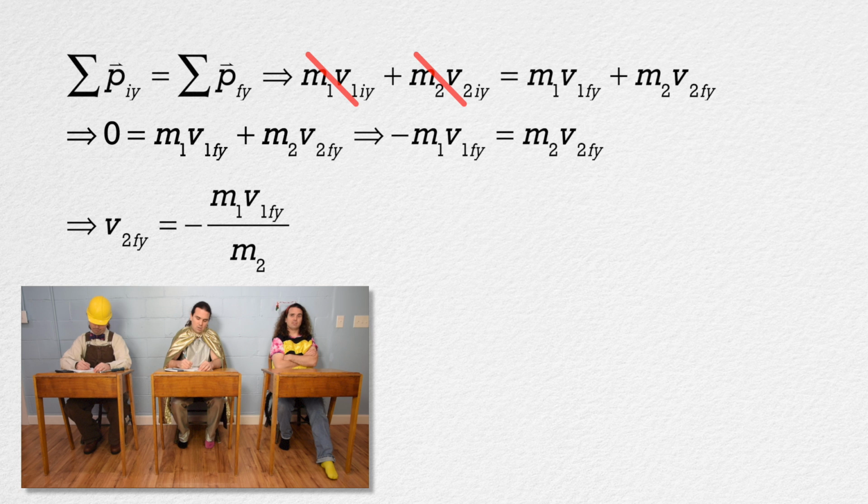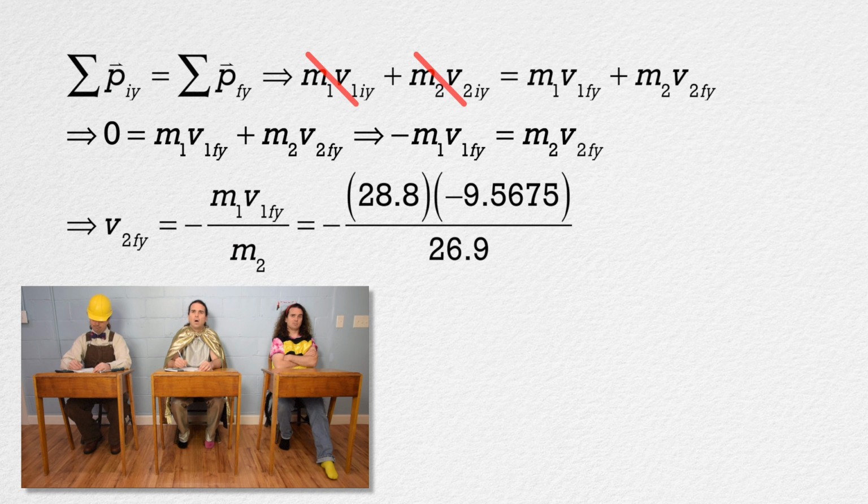We now have the velocity 2 final y equals negative mass 1 times velocity 1 final y divided by mass 2, or negative 28.8 times negative 9.5675 divided by 26.9, which equals 10.2432 centimeters per second.